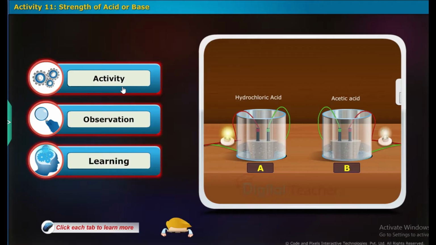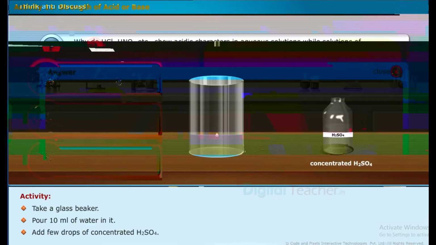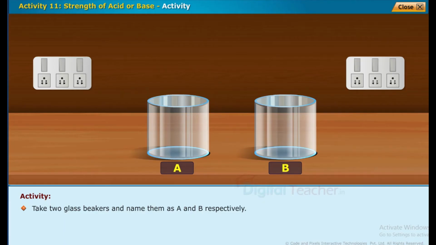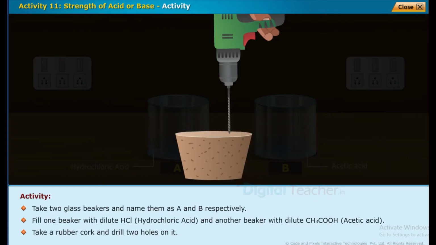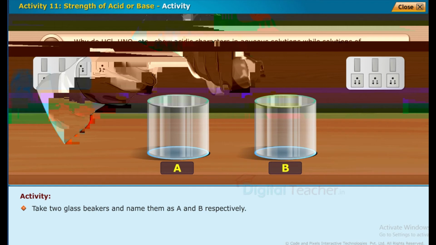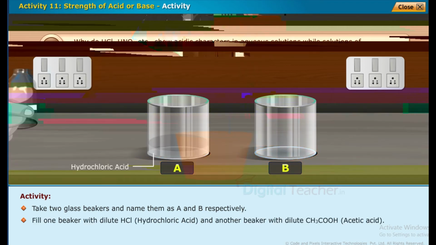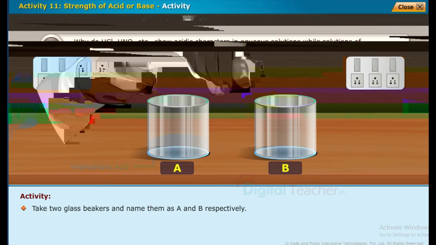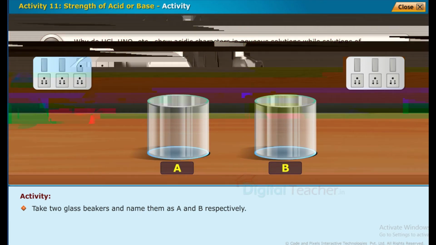Let us do another activity to know the strength of acid or base. Take 2 glass beakers and name them A and B respectively. Fill one beaker with dilute HCl, hydrochloric acid, and another beaker with dilute CH3COOH, acetic acid. Take a rubber cork and drill 2 holes in it. Now connect 2 different color wires to graphite rods separately. Keep them in the 2 holes of the rubber cork. Place it in beaker A and beaker B.